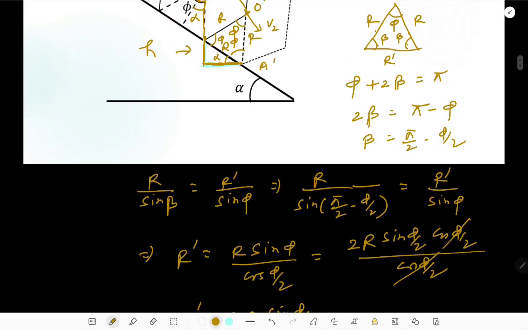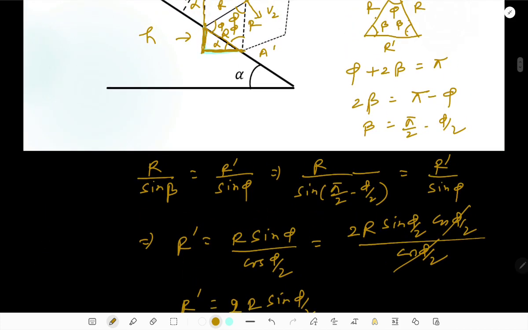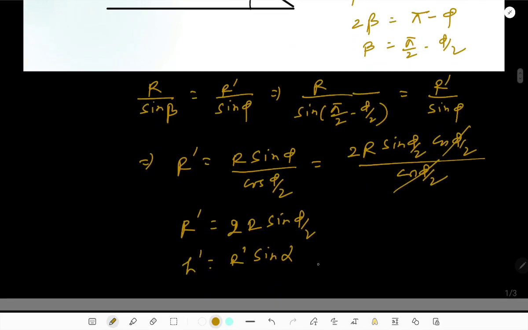And in that case, since this length is r dash, h would have become r dash sine alpha. You can see the picture again. If this length is r dash, then h will become r dash sine alpha, and this length is going to be 2r sine phi by 2, times sine alpha, and like this. But this is not the case with us. We don't have a different r dash, we simply have the r.